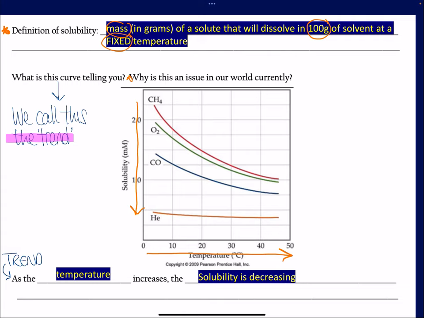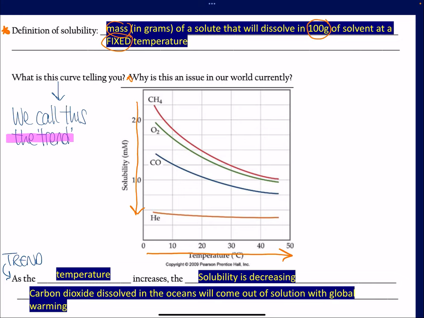And the issue particularly for gases like CO2 is that if the oceans get too hot, the CO2 that's dissolved will come out of solution, and then that's only going to add to our global warming.